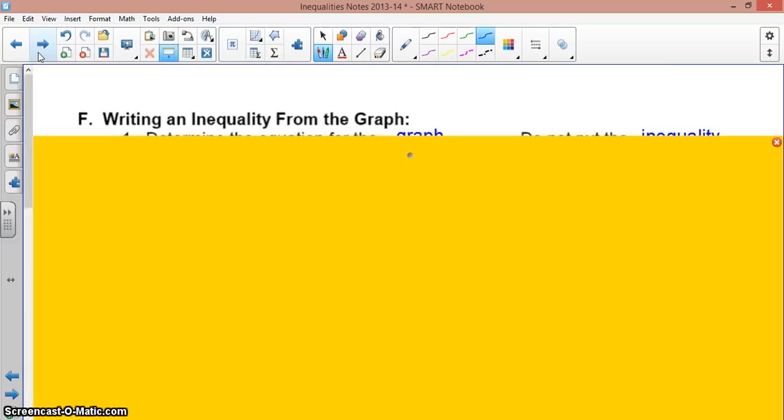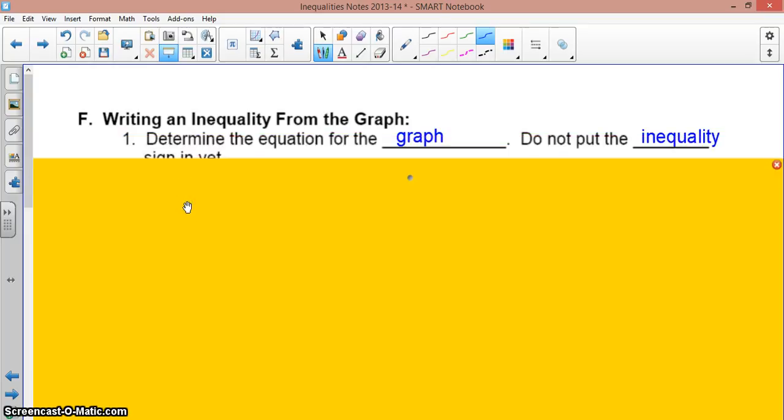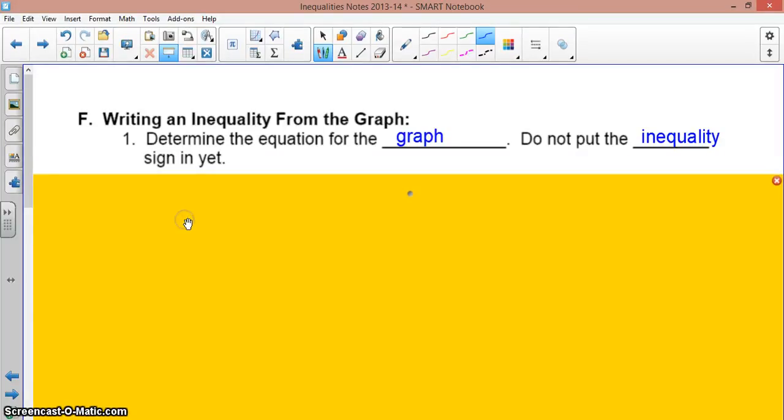Alright, and the last section today is writing an inequality from the graph. So again, you can use the logic way or kind of the test point way. The directions are for the test point way. I'll also show you the logic way as well. Step 1 is to determine the equation for the graph. Do not put the inequality sign in yet.